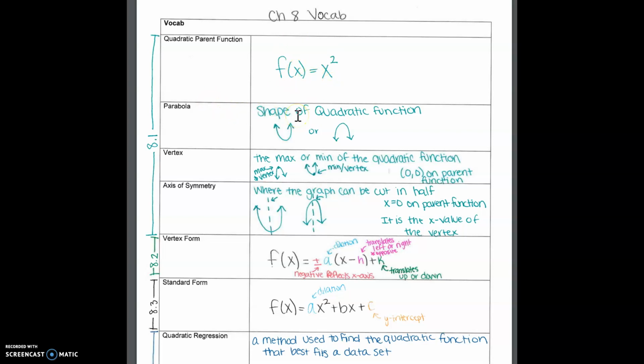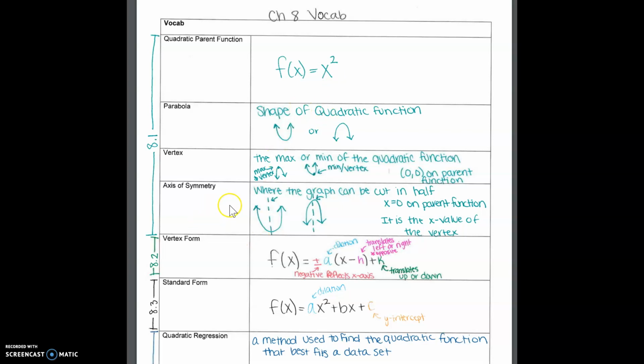The shape of the quadratic is called a parabola. It's a U shape. It can be going up or it can be going down. And then the vertex is either the max or the min of the quadratic function. So it's the little point right at the top or right at the bottom. At the top is your max, bottom is your min. So your minimum is the same thing as your vertex, or your max is the same as your vertex. On the parent function, x squared, your vertex is 0, 0, and it's a minimum.